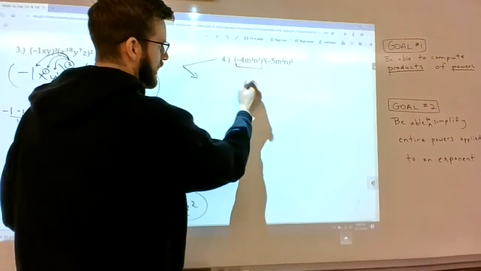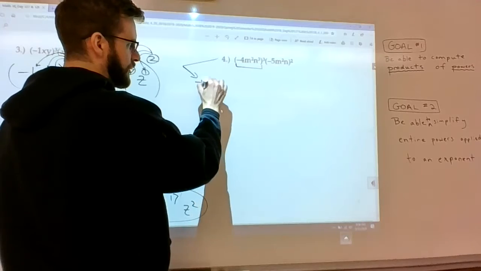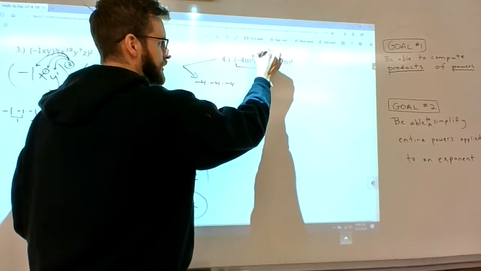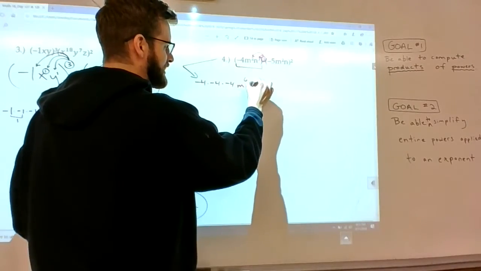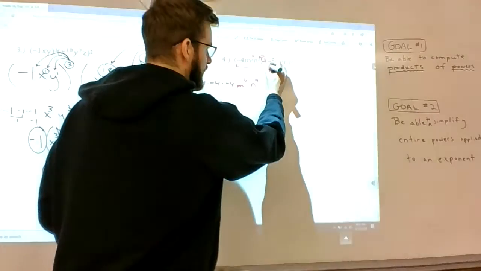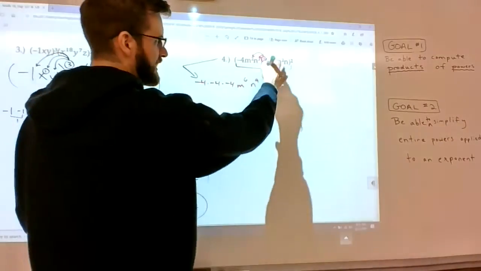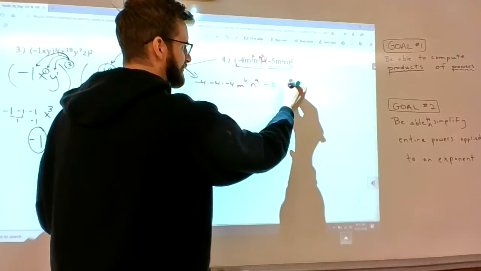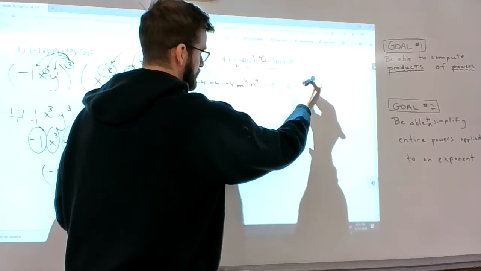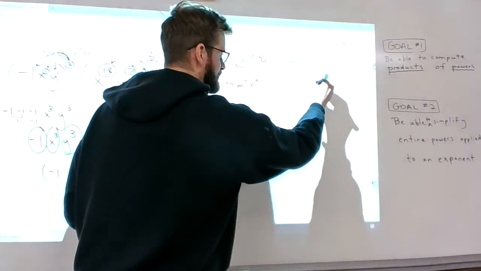So for this group right here, -4 to the 3rd power is -4 times -4 times -4. This 3 gets multiplied by the 2 and the 3 here. It's m to the 6, n to the 3rd power. All right, we're going to make this puppy green. So then you're going to have -5 times -5. And then it's going to be n to the 4th power, because you're multiplying those exponents, and then n squared.